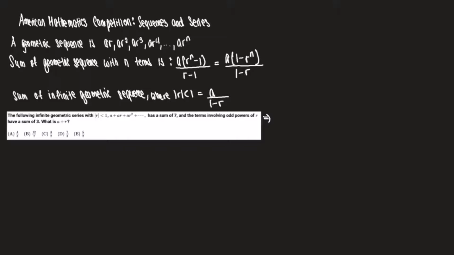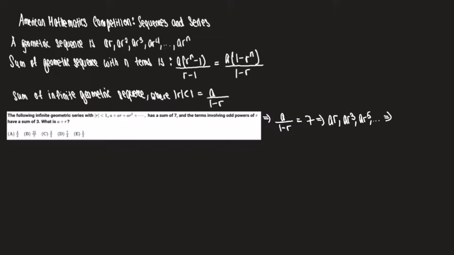So, r is less than 1, and it's an infinite geometric sequence, and it has a sum of 7, so that tells us a over 1 minus r equals 7. The terms involving the odd powers of r have the sum of 3. Well, let's write down the sequence. That would be ar, an odd power, r to the power of 1, then ar^3, also an odd power, ar^5, an odd power as well, and so on.